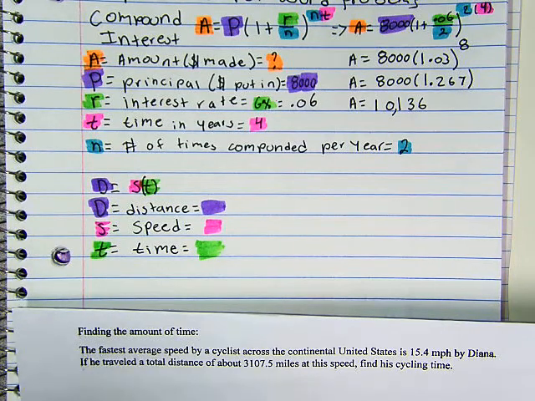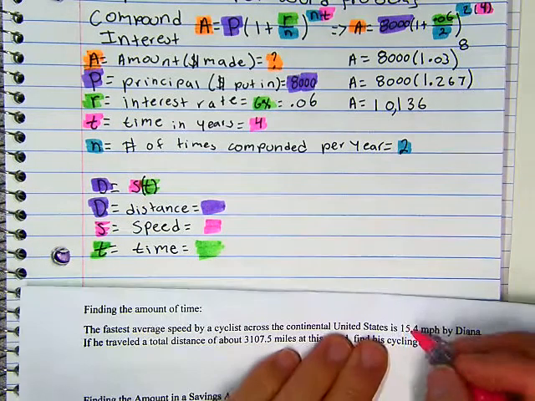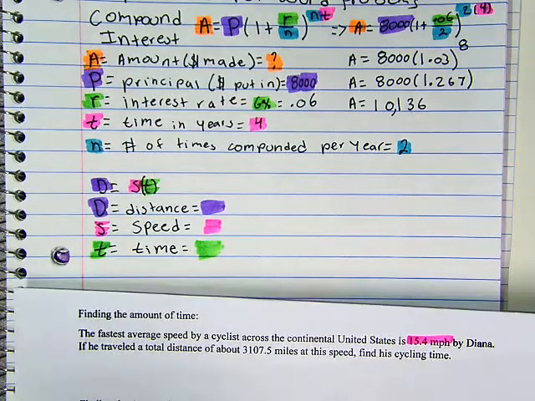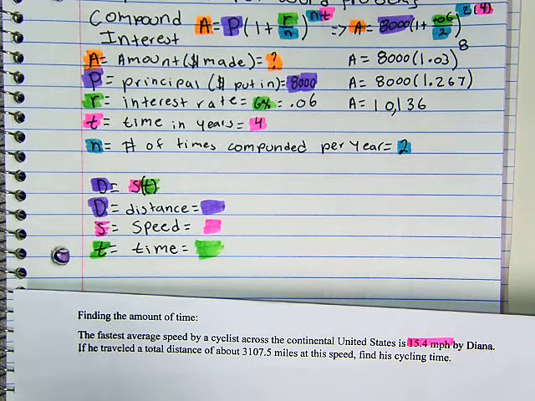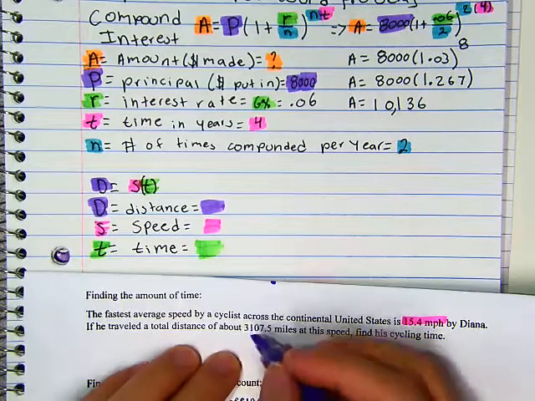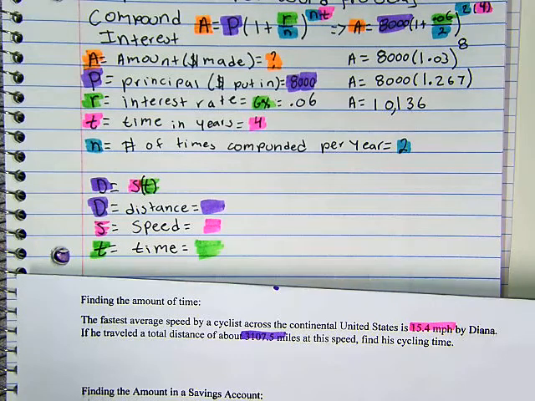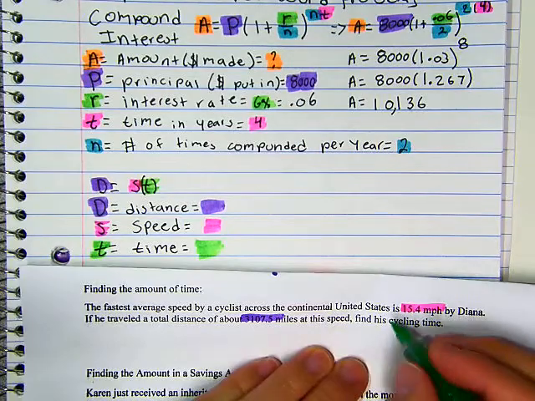Our distance equals speed times time. So it says the fastest average speed of bicyclists across the continental United States is 15.4 miles per hour. So we know that's our speed because this is miles per hour, by Diana. And I guess that's the person that went the fastest across the continental United States. And it says that he traveled a total distance of about 3,107.5 miles. So that gives us our distance. And we're looking for the time. So that will be our missing variable. So we'll just put a question mark.